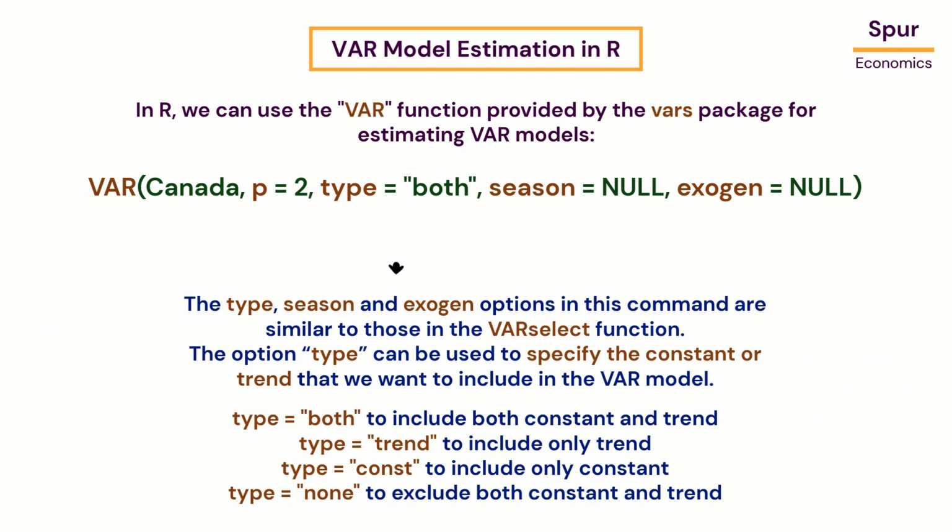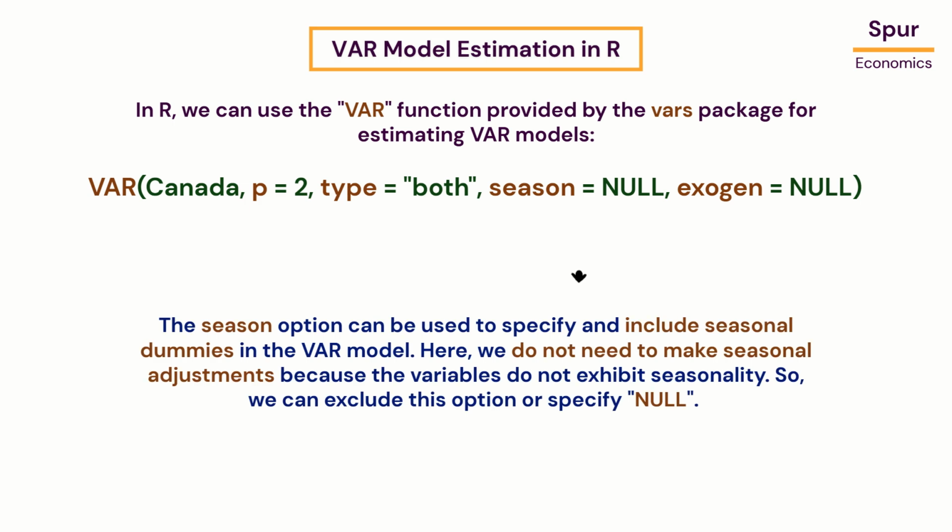The type, season and exogen options in this command are similar to those in the VARselect function. The option type can be used to specify the constant or trend that we want to include in the VAR model. Type equals both means that we are including both a constant and a trend in the VAR model. Additionally, we can specify type equals trend for trend only, type equals const for constant only, or type equals none for a VAR model without constant and trend.